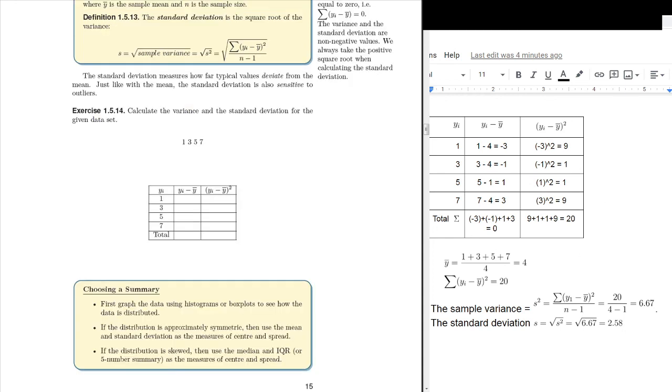Now we can look at choosing a summary when we're given certain types of distributions. First, we will want to graph the data using histograms or box plots. Then if we notice that the distribution is nearly symmetric, then we can use the mean and the standard deviation as the measures of center and spread. And if the distribution is skewed, then we want to use the median and the interquartile range as the measures of center and spread. And this will conclude our lesson for this video.